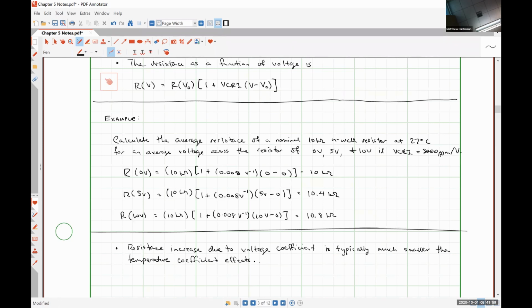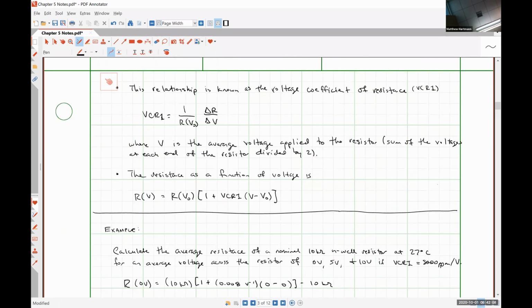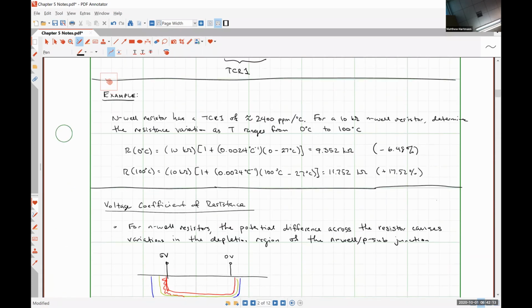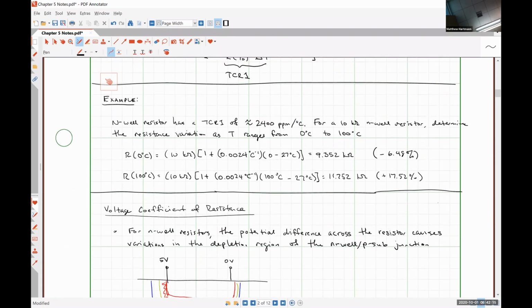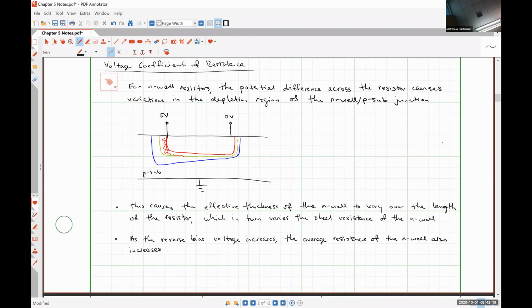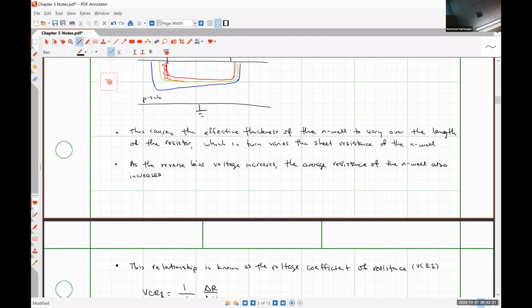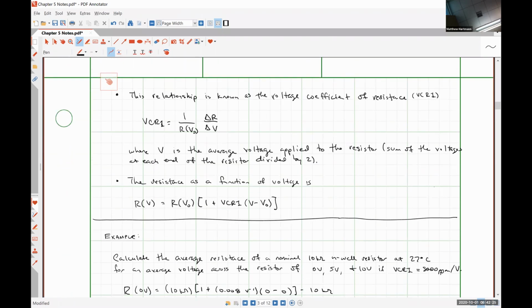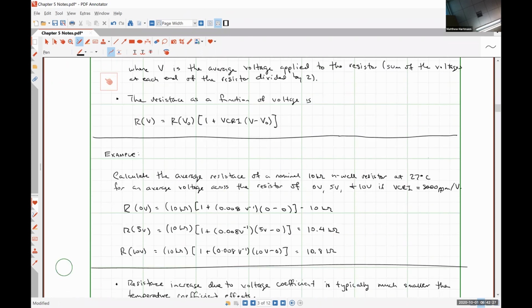So even though it seems like our voltage coefficient is larger, 8,000 parts per million per volt, than the temperature coefficient we discussed before, which was, I think, 2.4 parts per million per degrees Celsius, we should see that the temperature is going to vary much more widely in operation than the voltage will.